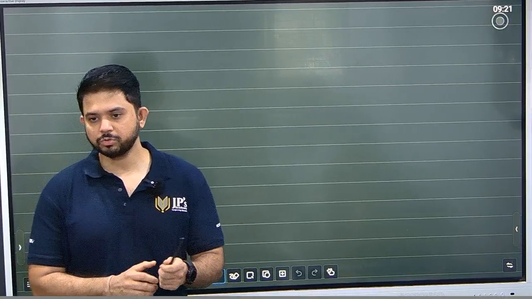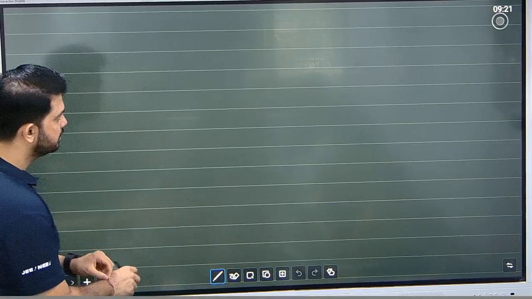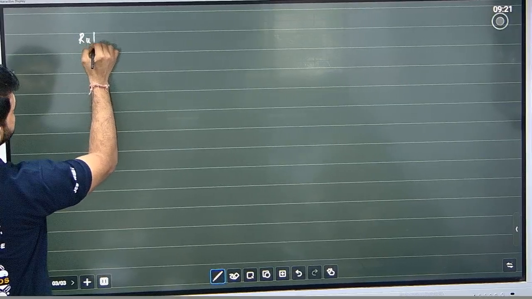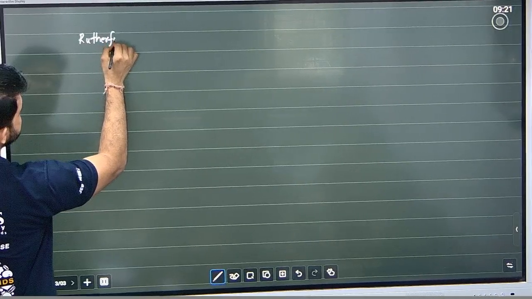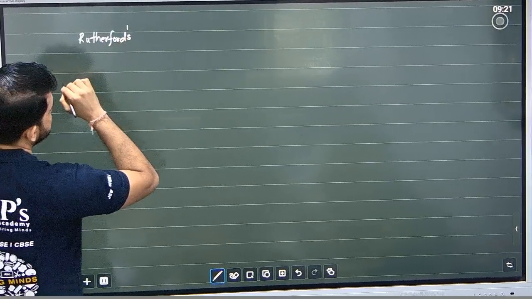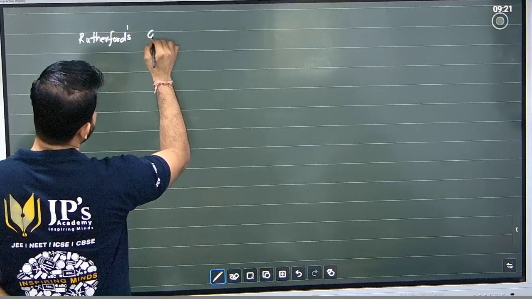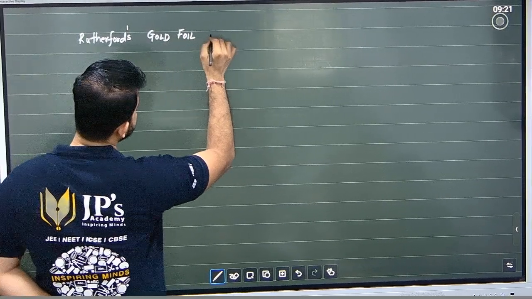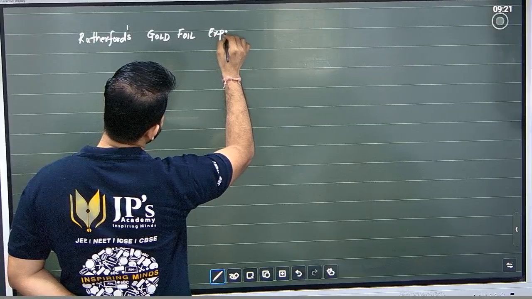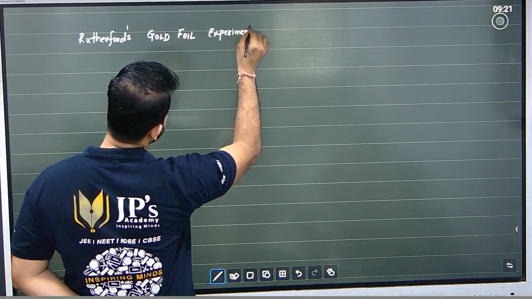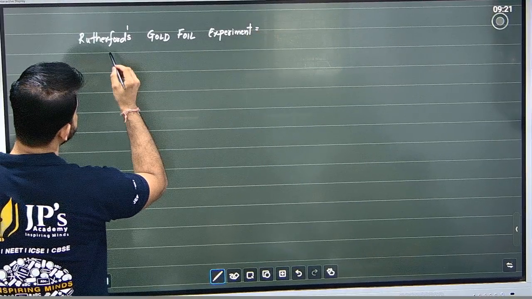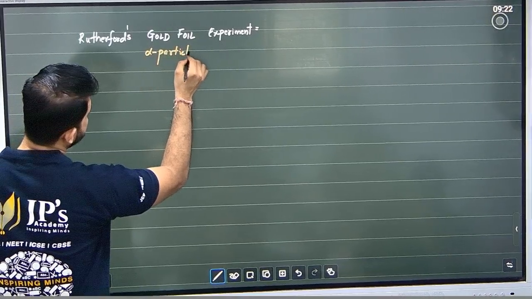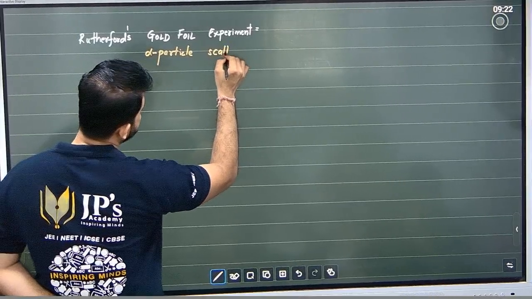Now we move on to the second atomic model, which is Rutherford's model. And this is Rutherford's gold foil experiment, or this is also called Rutherford's alpha particle scattering experiment.